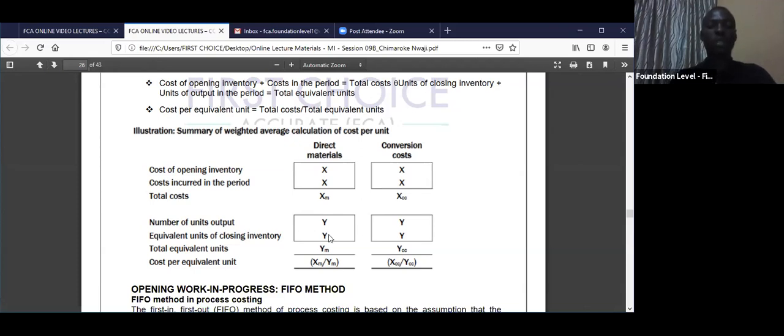Units of material, equivalent units of labor. So the two are total equivalent units. So cost per equivalent unit is this total cost divided by this total equivalent units. So that's the summary for that.